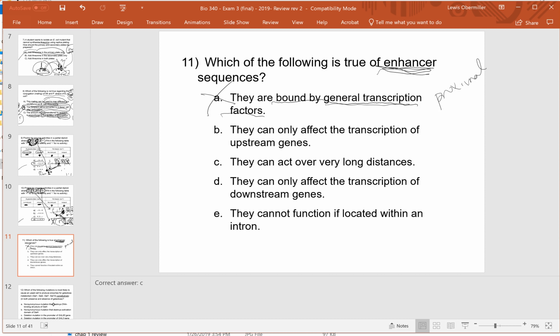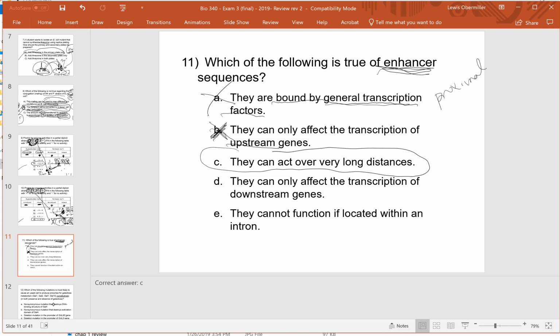Well, no, and we haven't talked about this yet, but we will tomorrow. Enhancer sequences can be in the gene, or they can be upstream, or they can be downstream. It doesn't matter, they can be anywhere. And so that's not true. They don't have to just be upstream. They can act over very long distances.